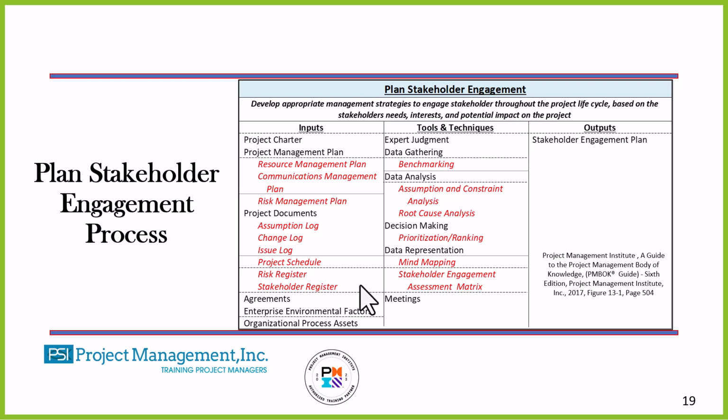Now I'm going to use several different tools to help me understand my stakeholders. For example, I'm going to use mind mapping or a stakeholder engagement assessment matrix, also known as a SEAM. I might use a power interest grid, other types of things such as that, a salience model to do the prioritization and the ranking of them. But the output of this process is going to be the stakeholder engagement plan. Remember, keeping them engaged in a project is critical to the project's success.